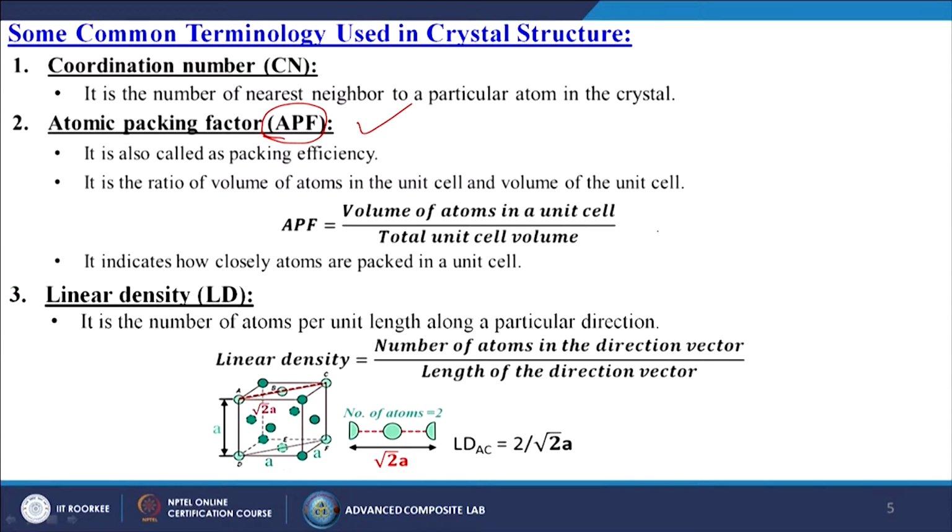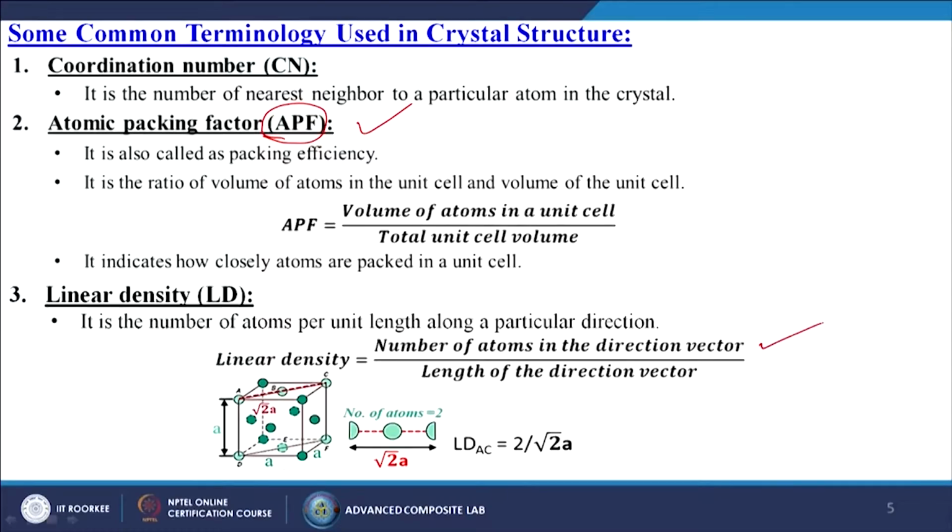Next we are going to learn another term, called the linear density. It is the number of atoms per unit length along a particular direction. Linear density is the number of atoms on the direction vector divided by the length of the direction vector. In this case, we have points A and C, and the length of the direction vector is root 2 a, because it is a cubic structure, so all sides are a. So, A to C is root 2 a.